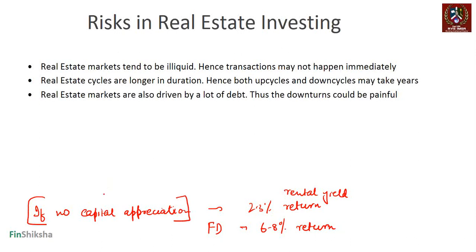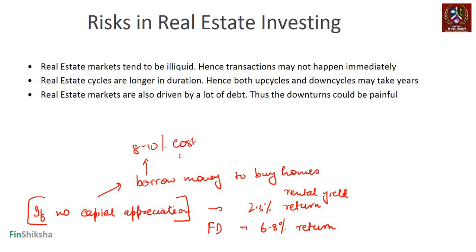Correct? It makes even lesser sense if you borrow money to buy homes, right? If you borrow money to buy homes, your borrowing happens at anywhere between 8 to 10% cost of interest. And what are you going to make? 2 to 3% return. So effectively, you are earning 2 to 3% on an asset, and you're paying 8 to 10% as a cost, right? So that's the primary issue of real estate investing.